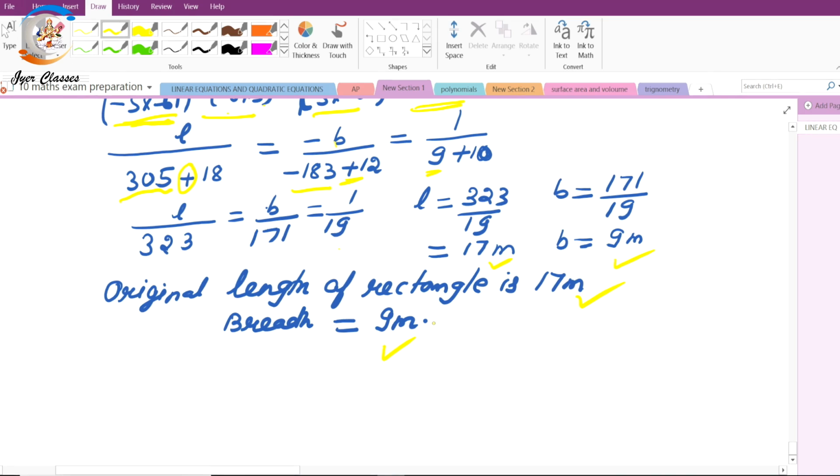Okay, so we have completed this exercise 3.5 and we'll be solving the next equations. The next exercise we'll have is not the original linear equations but those questions which can be converted into linear equations.